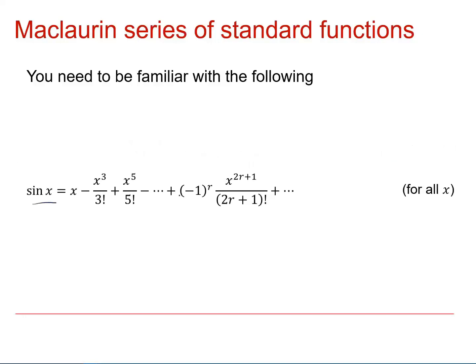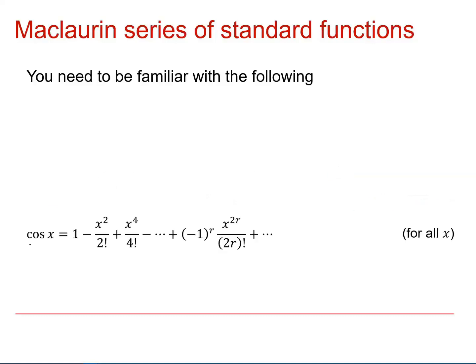Series for sin x here, notice again we've got alternating signs, and we've got just odd powers, and in fact sin is an odd function. It's valid for all x, but remember x needs to be in radians. A similar sort of series for cos x. Again we've got the alternating signs, and we've just got even powers, and we know that cos is an even function. Again valid for all x, and again x needs to be in radians.